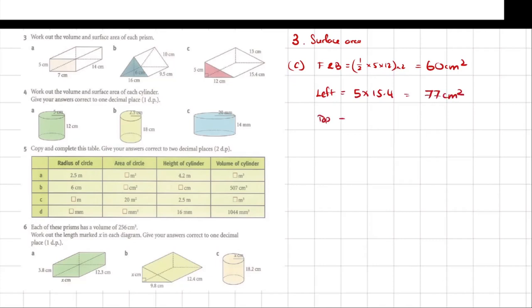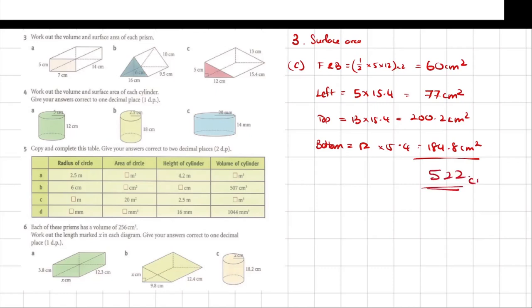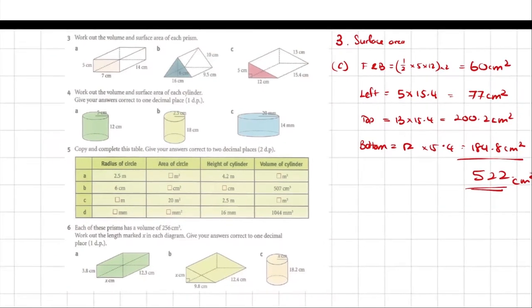The top rectangle will be 13 times 15.4, 200.2, and then the bottom, 12 times 15.4, 184.8. You just add all of this together, make sure that you have your 4 faces, 522. All right, that's for number 3.